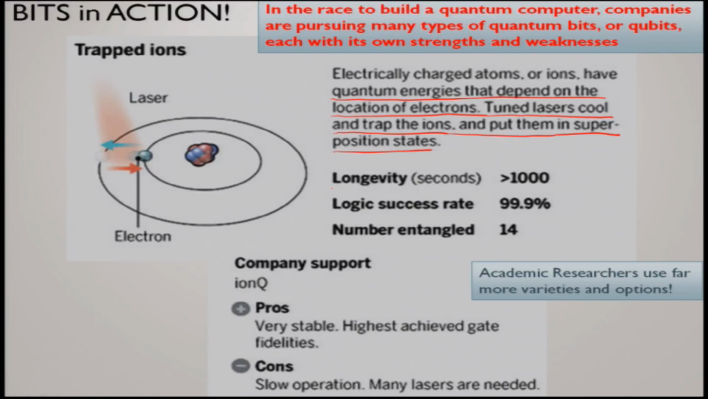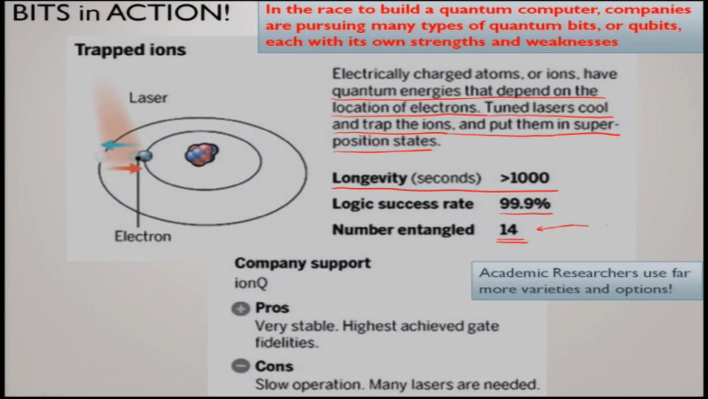The ions are long lived and they can be greater than 1000 seconds. The success rate of the logic is also quite high. It is 99.9% success in terms of logic applications. The total number of entangled states that have been shown to be successfully achieved with this technique is as high as 14. So, that is in fact the highest number of qubits in real sense that have been used directly in terms of implementation.